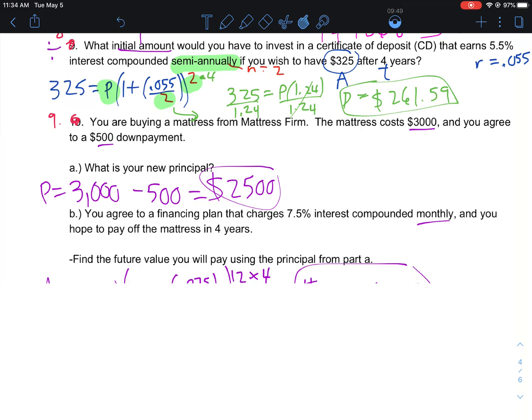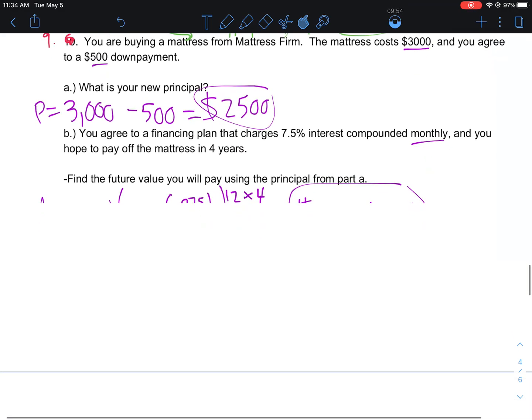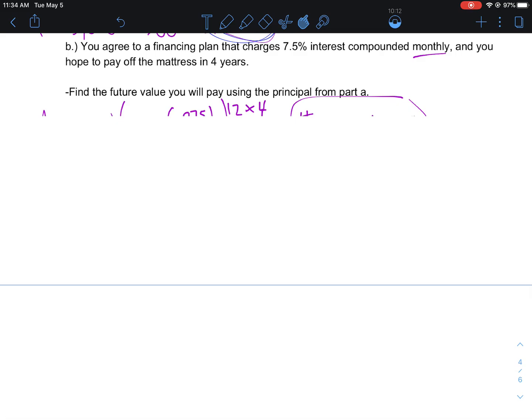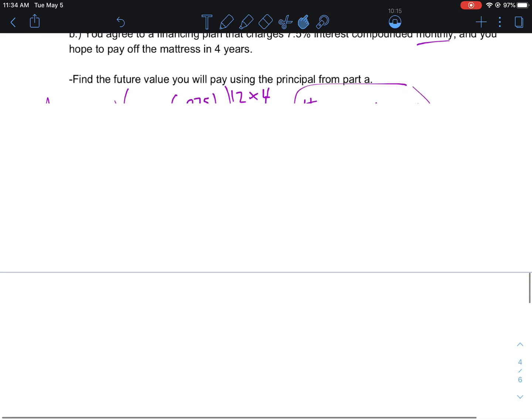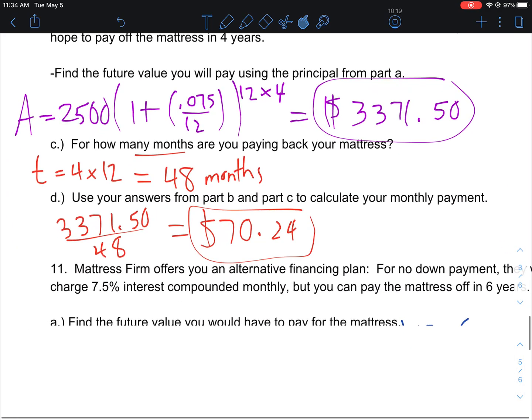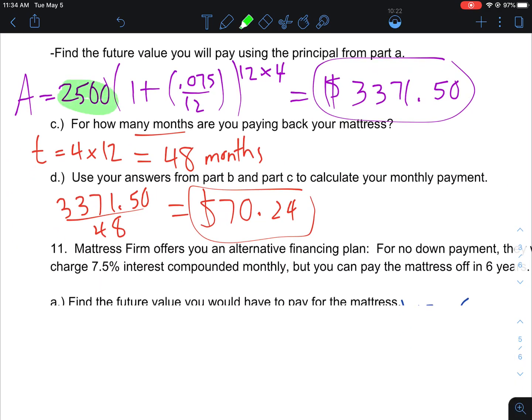Now, future value with compound interest is often used in a lot of word problems, and this one here, number 9, is an example of that. So one thing we talked about in class were down payments. So if the principal is supposed to be $3,000 but you agree to pay $500 up front, that drops the principal by that amount. So now you're really financing $2,500 for this mattress. Then it says you agree to a plan for 7.5% interest compounded monthly. You want to pay it off in 4 years. That's the work right here.